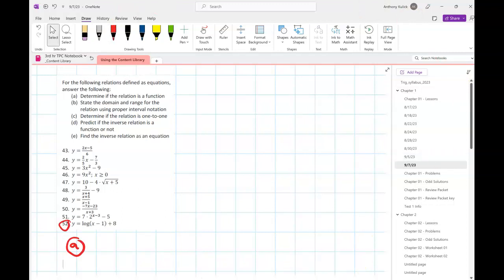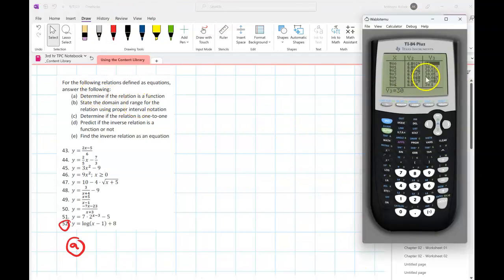So for 52, part A asks if it's a function or not. So I'm just going to go to my calculator and graph this. Notice that on the left-hand side here, I have just the regular old log button. So I'm going to press that. Now that looks just like what I have in my problem. I know I've just changed my window recently, so I'm going to do a zoom standard instead of just hitting graph. So there's my function. It certainly appears to pass a vertical line test, so I'm convinced of that.